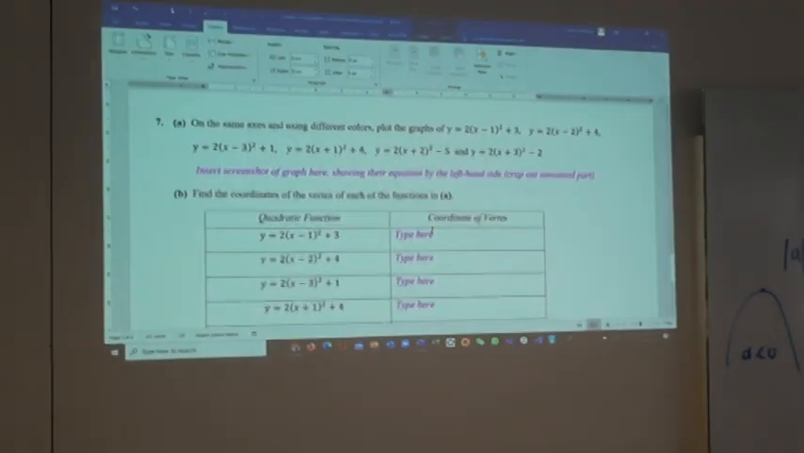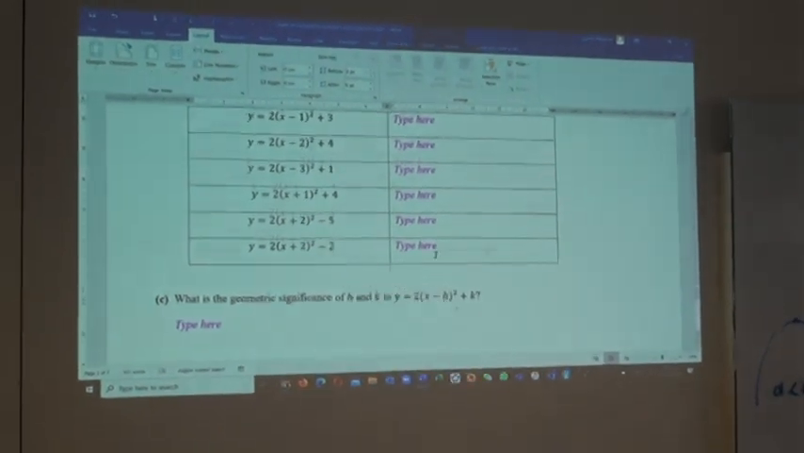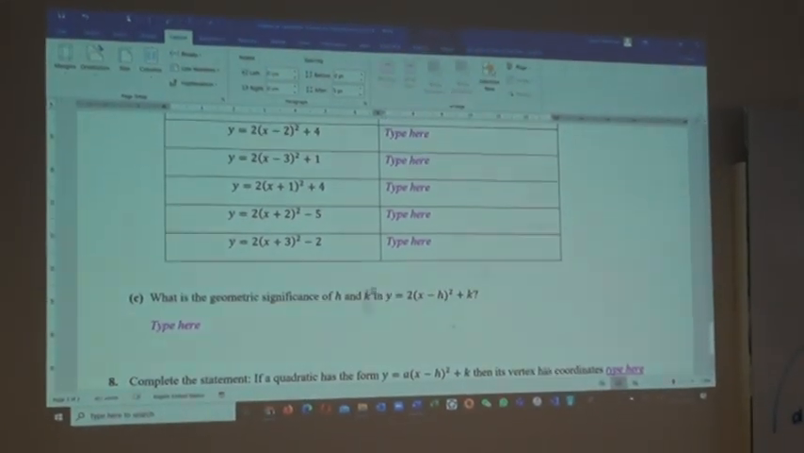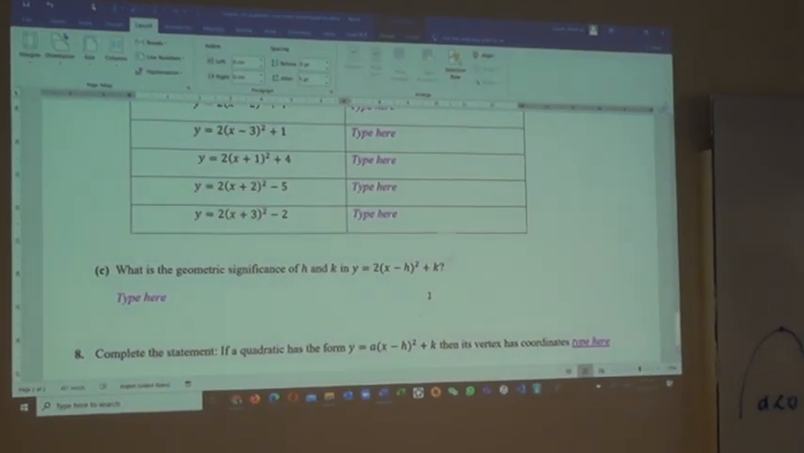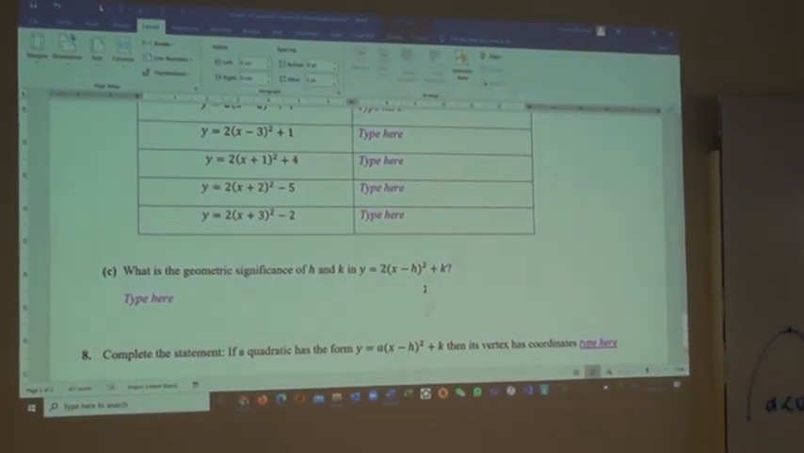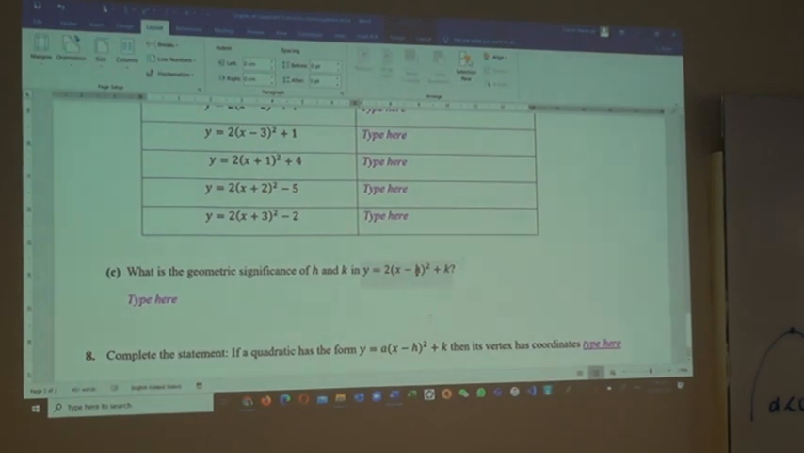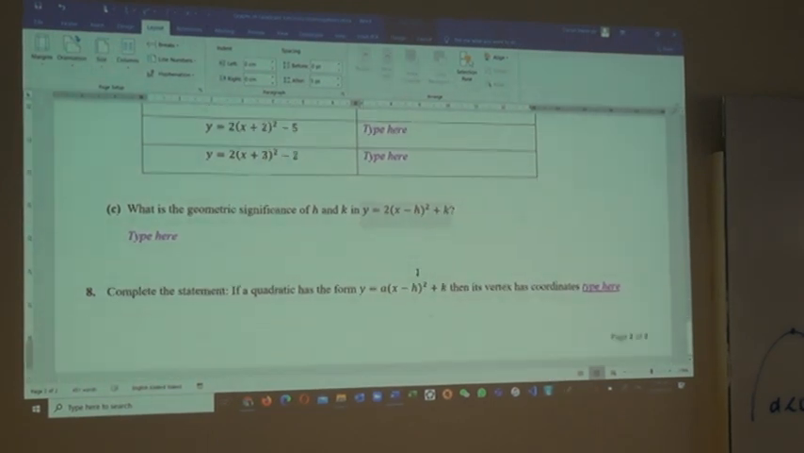So on this one, I said on the same axis, I think it's similar. The significance of H and K. In this case, H and K tells you the coordinate of the vertices. Alright? So that would be H comma K. I think a lot of you wrote that. And that is what I asked you to complete here. Okay, if a quadratic has this form, its vertex has coordinates H comma K in the bracket. That's all I ask you to do.